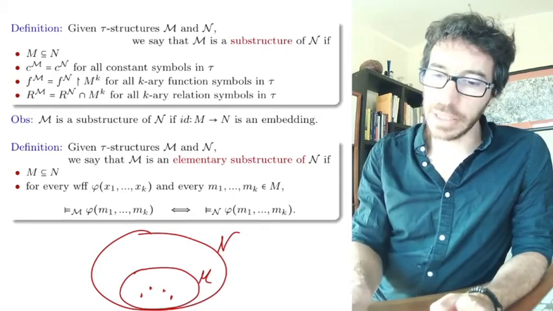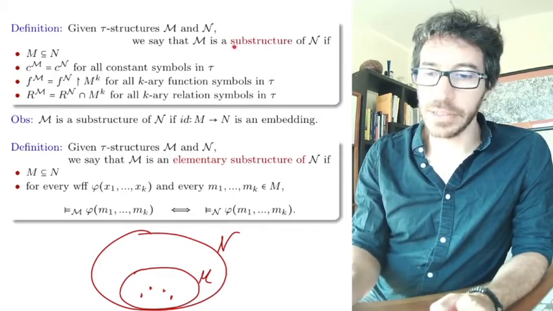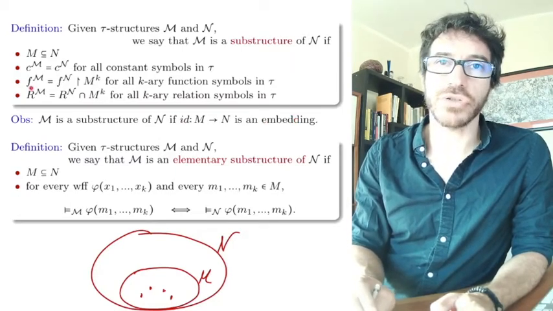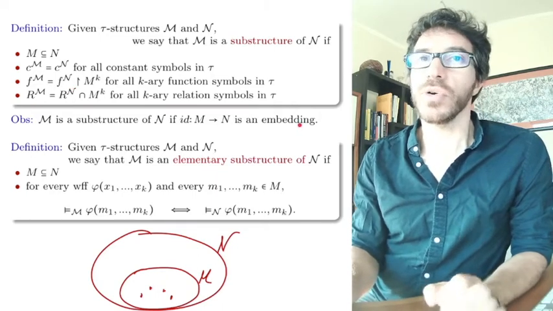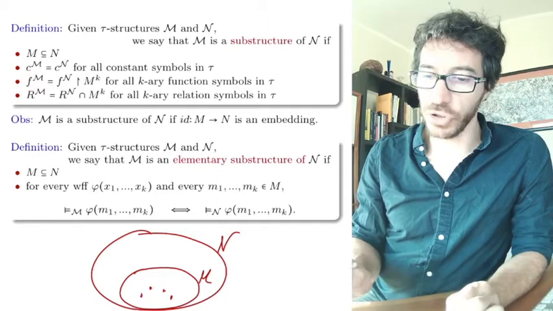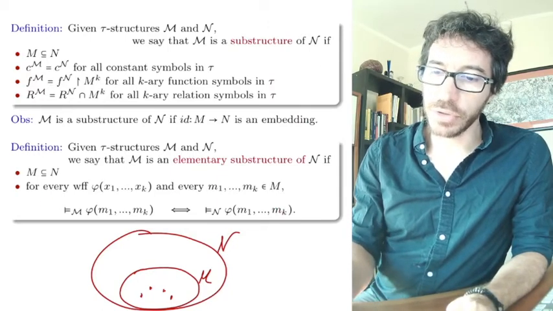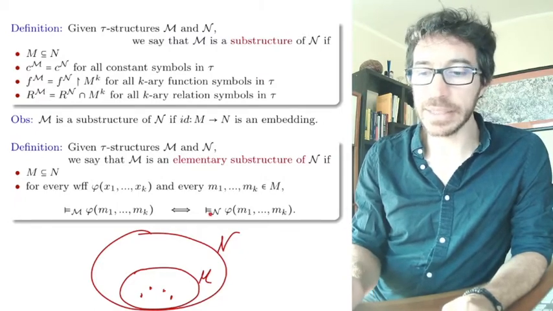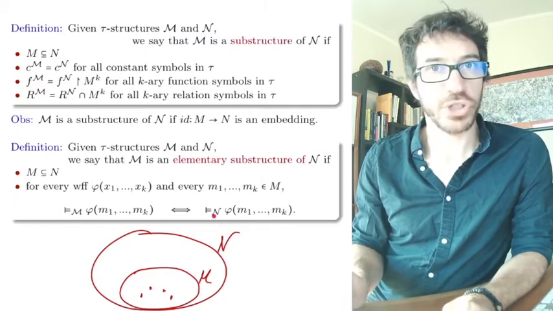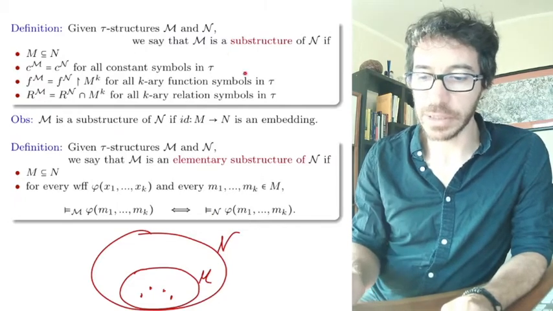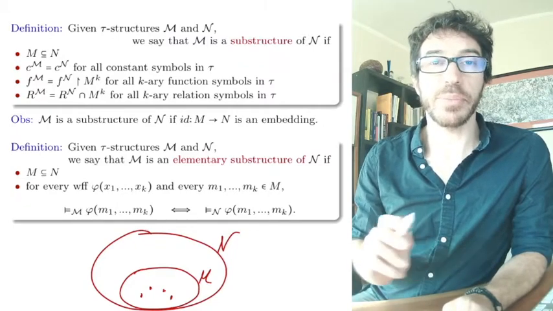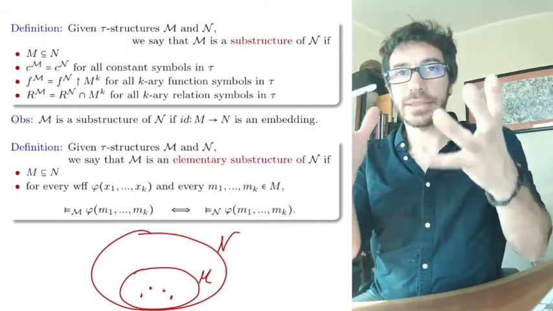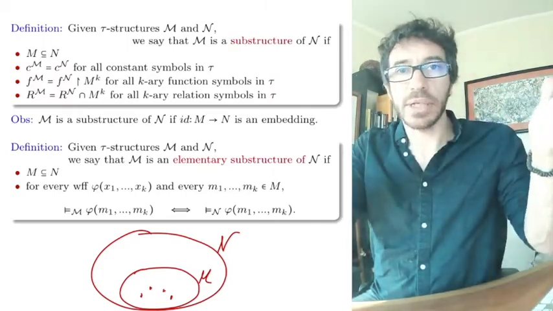One thing to comment: in the case of a substructure, since the identity is an embedding, remember embeddings preserve not only constants, functions and relation symbols, but also all quantifier free formulas. So this is true for just substructures when you have quantifier free formulas. In an elementary embedding, this is true for all formulas, not just quantifier free. These elementary substructures are pretty nice, because any first order statement you can say about the smaller one is true in the bigger one and vice versa.